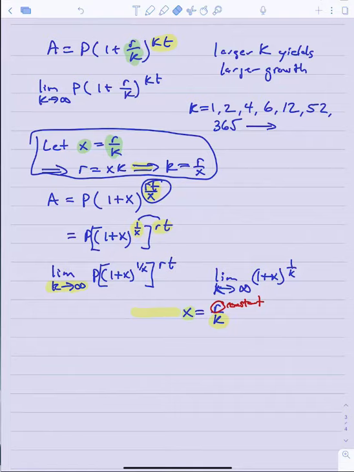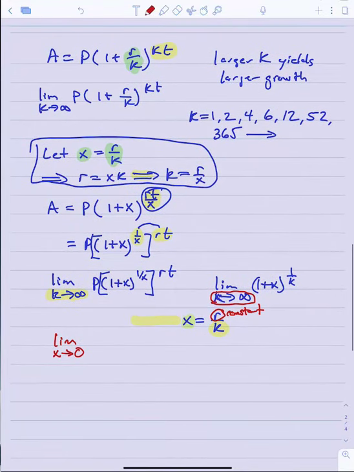What that means is asking what the limit as k approaches infinity is the same thing as asking what's the limit as x approaches zero. And my x is going to be a positive value, so I need to be approaching zero from the right. So if you buy that asking what happens when k gets bigger is the same thing as asking what happens when x gets arbitrarily small, then this limit we're after is the same thing as the limit as x approaches 0 from the right of (1 plus x) to the 1 over x.